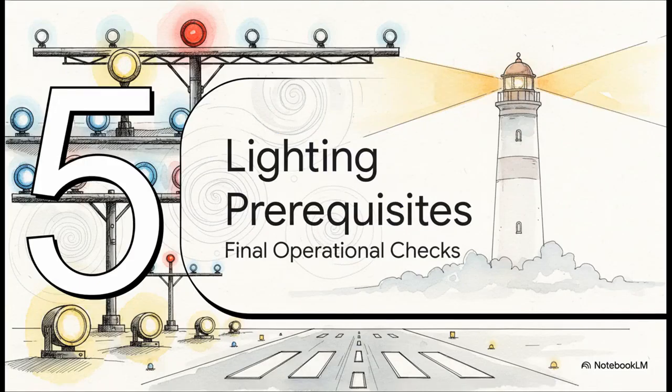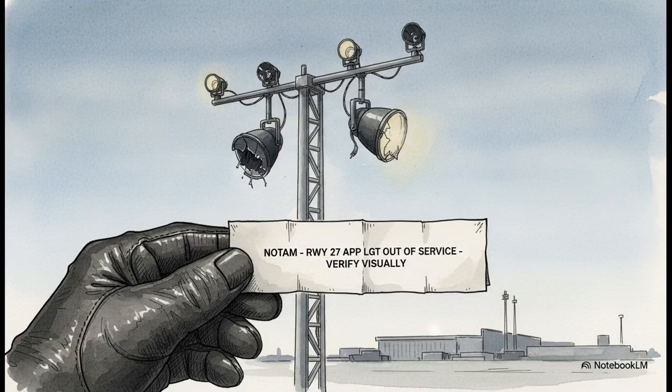And finally, Section 5, Required Lighting Prerequisites, the final operational checks. You can't just blindly trust an approach chart. You must verify that the installed lighting facilities you're relying on for your math are actually available and in operation. Notice how the conversion table specifically said lighting elements in operation. So if a NOTAM pops up saying the approach lights are out of service, guess what? They aren't available, and you cannot use that HIRL plus ALS multiplier. You have to downgrade your math to reflect the actual reality on the ground.